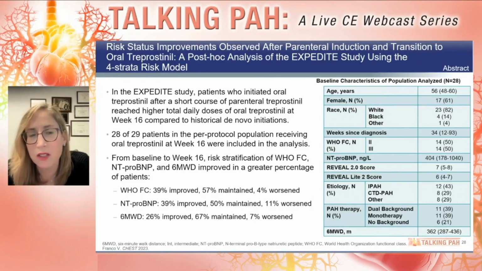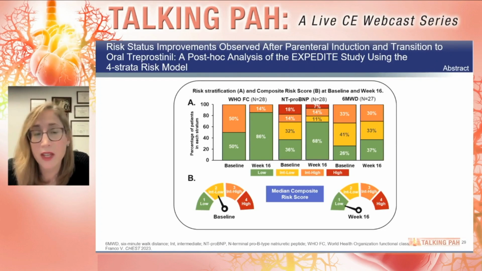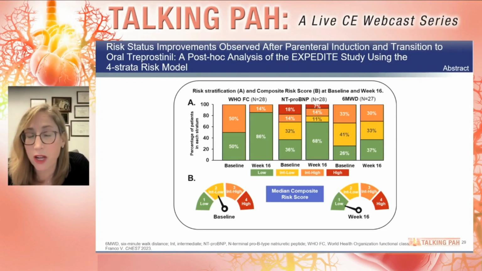And what they found at 16 weeks is that most of these patients improved their functional class or maintained it, and their BNP improved. And this is all about 40%. And so things that you would expect if you're now getting a prostacyclin that you weren't on before. And then they also looked at the 4-strata risk model in these patients and looked at the functional class, the BNP, and the 6-minute walk distance changes, and found that these patients that started intermediate low then went to low.